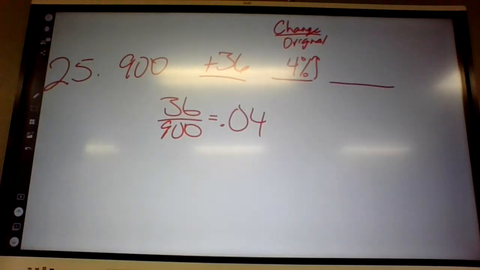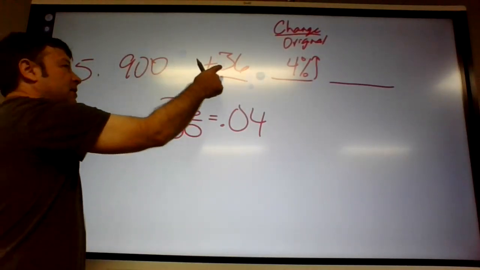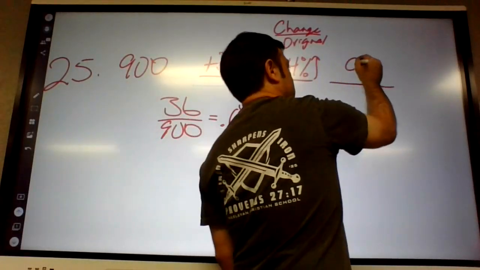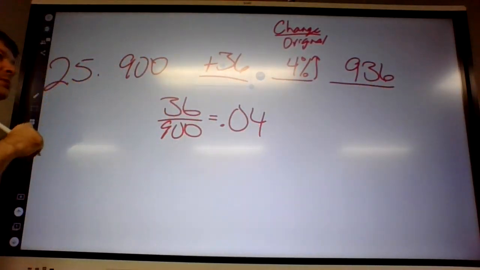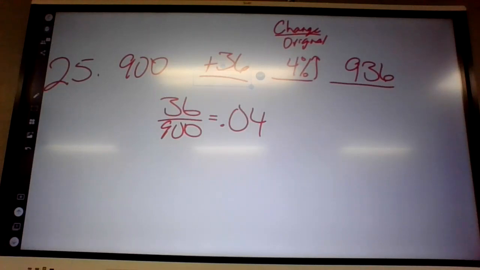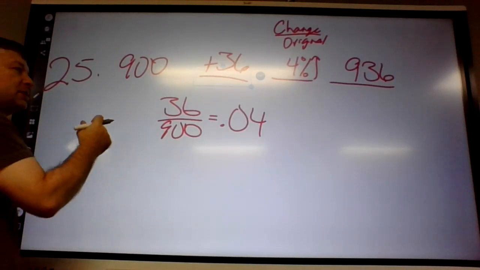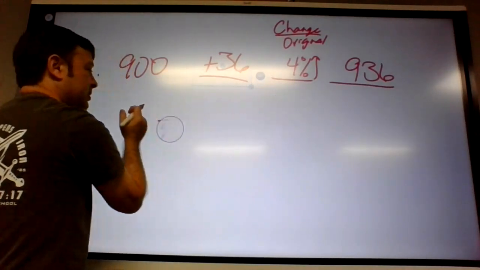Okay, and then how do we find the new value? 936. Yeah, it's just 900 plus 36. $36 is 4% of 900, and then to increase it, you just add them together.